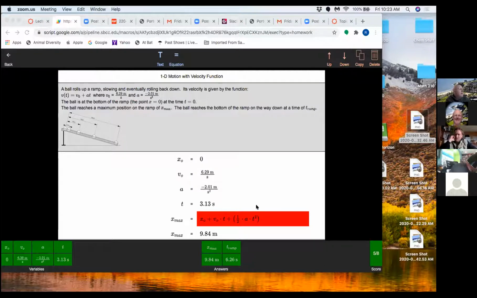Yeah, so I found my x max by using the position from velocity and acceleration equation: x equals x naught plus v naught t plus 1/2 a t squared. Let me ask you, how'd you get that equation?